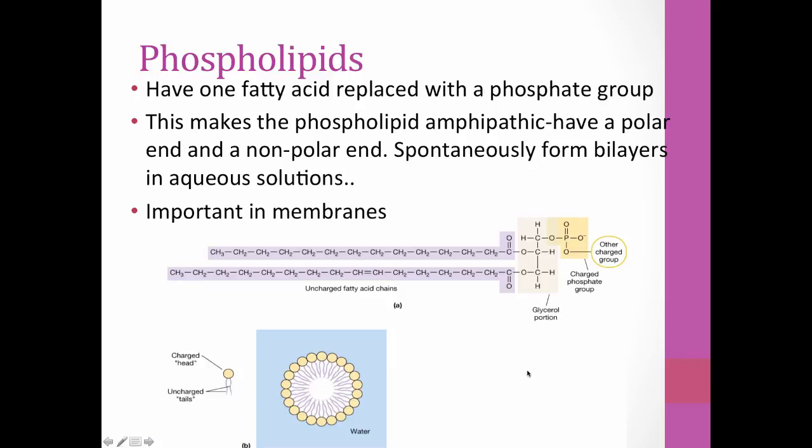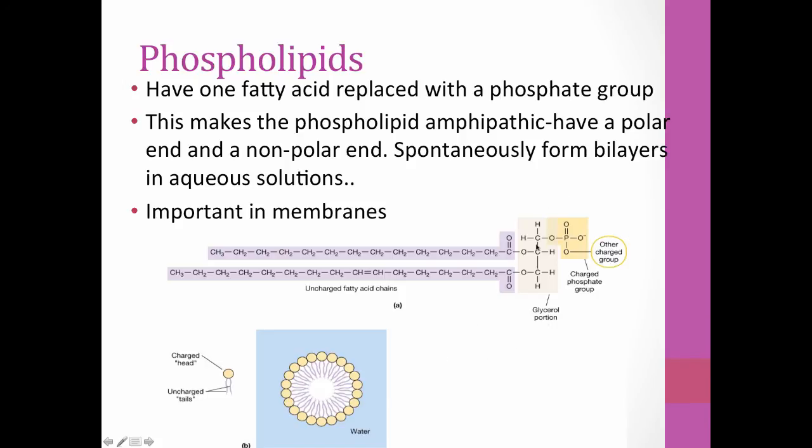Phospholipids are very, very similar to triacylglycerols. Here's my glycerol molecule, and here's two fatty acids. But in this case, one of the fatty acids has been replaced with a phosphate molecule. And typically it's a phosphate molecule and it has some other charged group up at the top. So choline is pretty common, and we would call a phosphate or phospholipid that had a choline on it phosphatidylcholine.